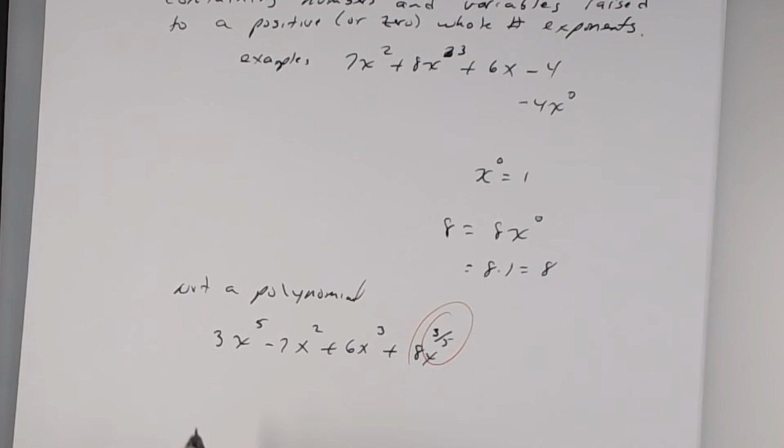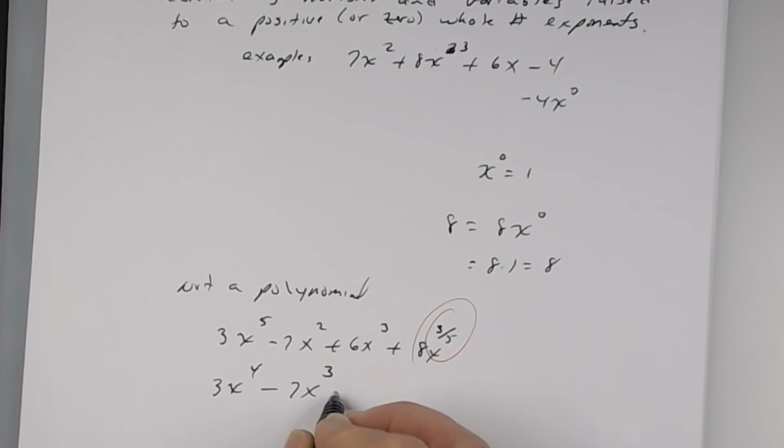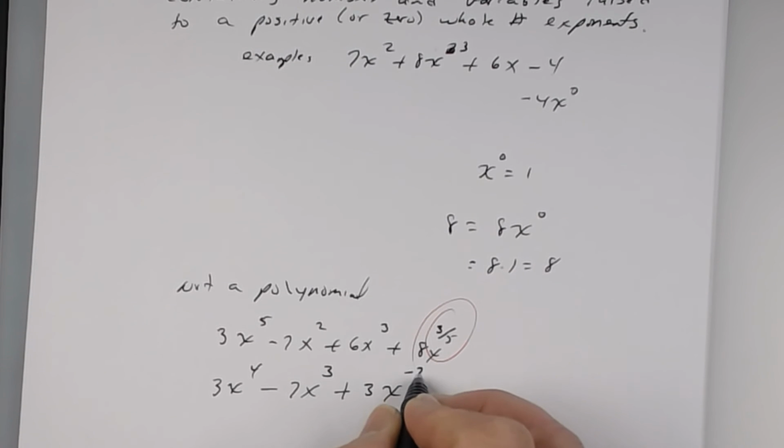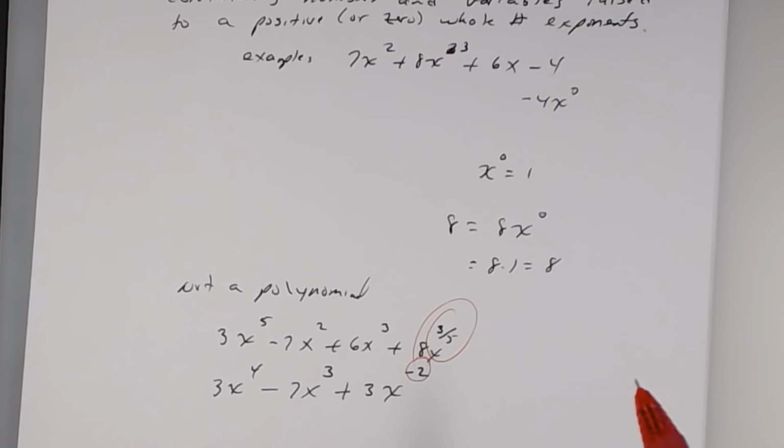Here's another one. So 3x to the fourth minus 7x cubed plus 3x to the negative second. What part of that made it not a polynomial? Negative 2. So remember, your exponents must be positive whole numbers, or 0.